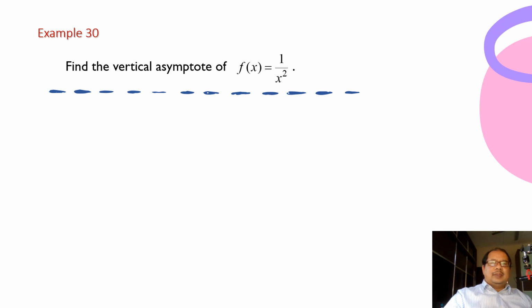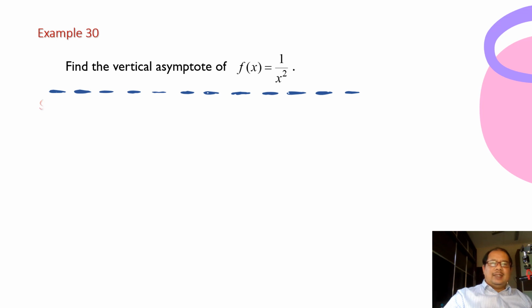Okay, look at example 30. Find the vertical asymptote of f(x) equal to 1 over x squared. Okay, pertama kita tulis dalam bentuk terringkas. f(x) equal to 1 over x squared memang tak boleh nak ringkaskan. So, inilah bentuk terringkasnya. Langkah yang kedua, cari nilai x yang menyebabkan denominator become 0. In this example, x equal to 0.